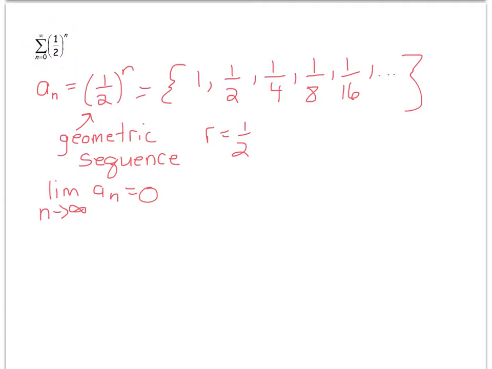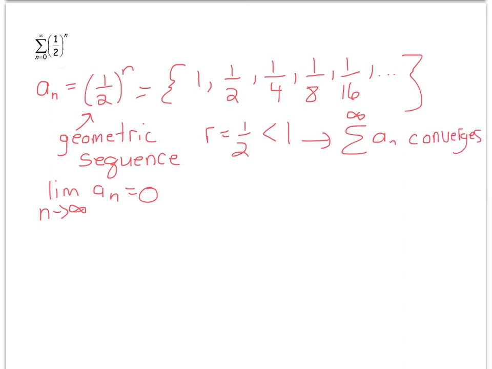So we need to think about, what do we know about geometric sequences and series? Well, we know that when we have a geometric sequence and the absolute value of the ratio is less than 1, then the corresponding infinite geometric series converges. So we've got r equals 1/2, so this certainly satisfies that the common ratio is less than 1. So that's going to imply that this series does indeed converge. So therefore this series we know converges.